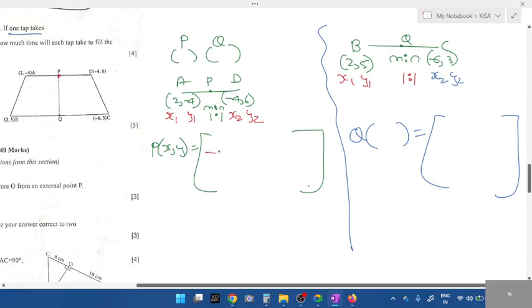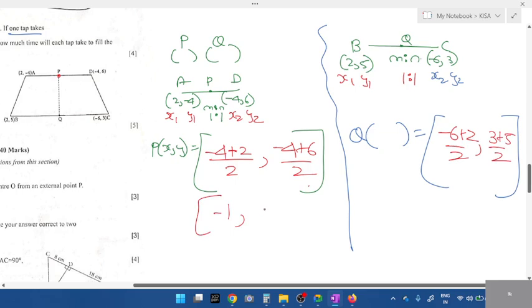Other things are same. Just because midpoint was given, midpoint formula. Tell me the value x2. Minus 4 plus 2 divided by 2. Next one, plus 6. Or you can write 6 minus 4, it is also same, divided by 2. This side, minus 6 plus 2 divided by 2 and 3 plus 5 divided by 2. What's the value, students? Is it minus 1? All of you respond.